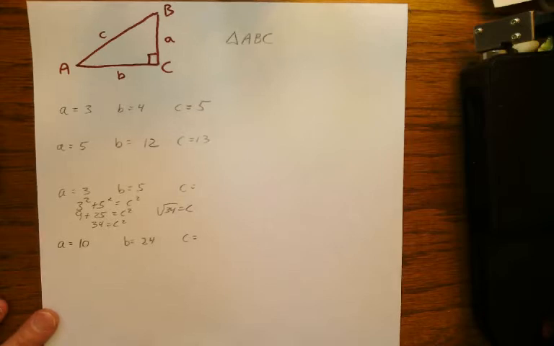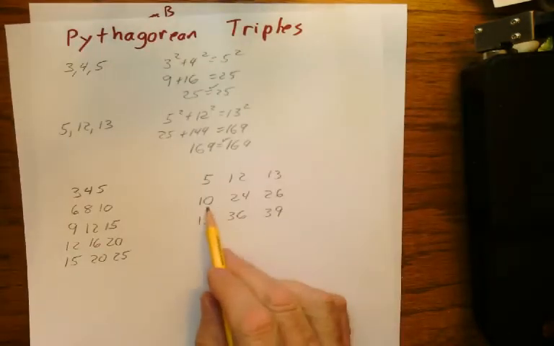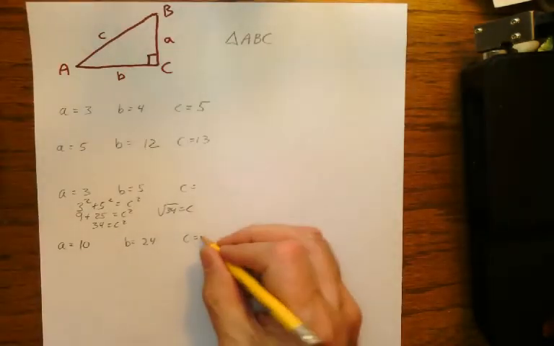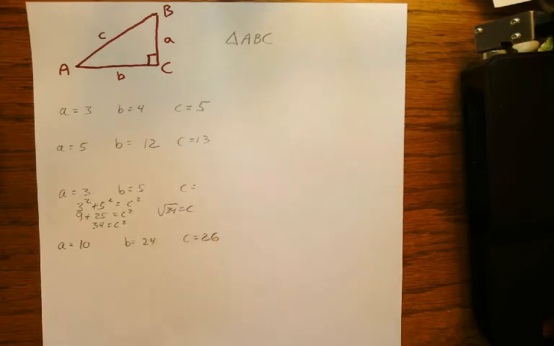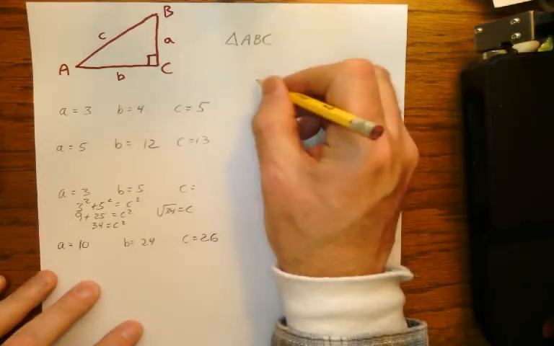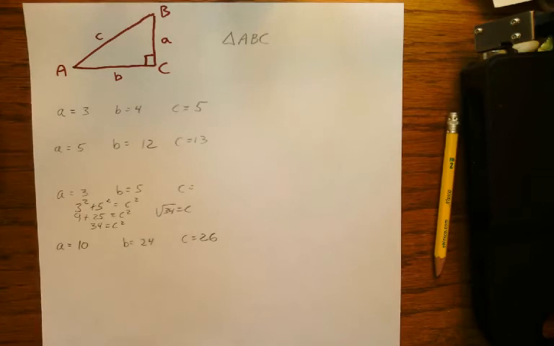Oh, let's do one more. 10, 24, and c. Is that a triple? It kind of seems like it may be. There you go, 10, 24, 26. This is 26. Now, I'm not saying you have to use triples, but if you recognize them, you certainly can. If you want to work it out the long way all the time, you're more than welcome to. Now, before we close this lesson, I want to show you one more thing with radicals, and this will come up in your assignment.